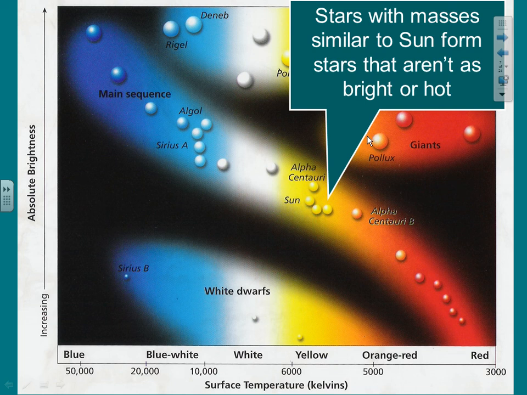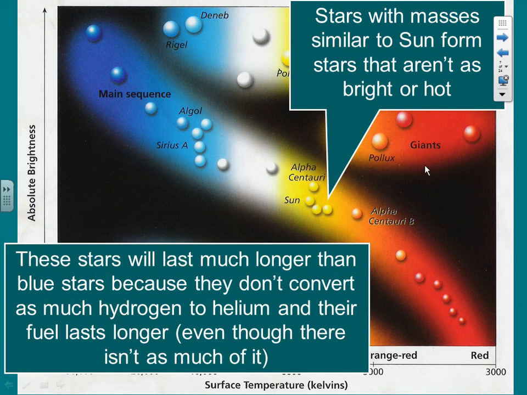The trade-off being, though, how long is it going to last? It's going to last longer than these stars up on the top. Why? Because it doesn't do as much fusion. If it doesn't do as much fusion, it doesn't run through gas quite as quick. Now, it doesn't have as much gas, which is true because it's not as big, but it doesn't run through it quite as quickly. So, these stars last much longer than your blue stars because they don't do as much fusion. They don't convert as much hydrogen into helium, and that makes them last longer.